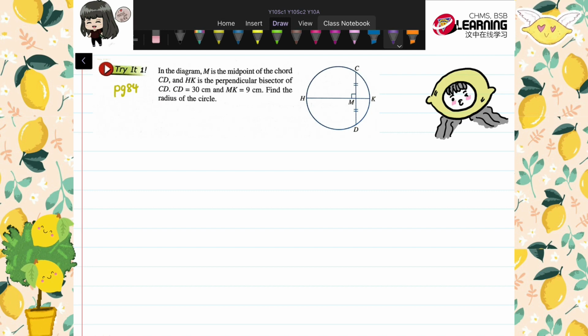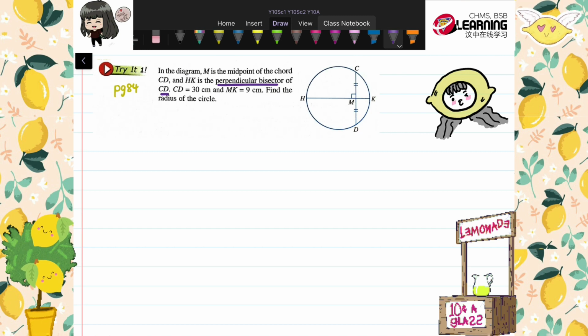In the diagram, M is the midpoint of the chord. Chord, you know it's chord already now. And HK is the perpendicular bisector. So when they say this is the perpendicular bisector of CD, which is the chord, we know that this HK is passing through the center of the circle. CD equals 30 cm. So if C to D is 30 cm, that means CM will be 15 and MD will be 15. Half, so 15, 15. MK equals 9. So MK is this 9 cm.